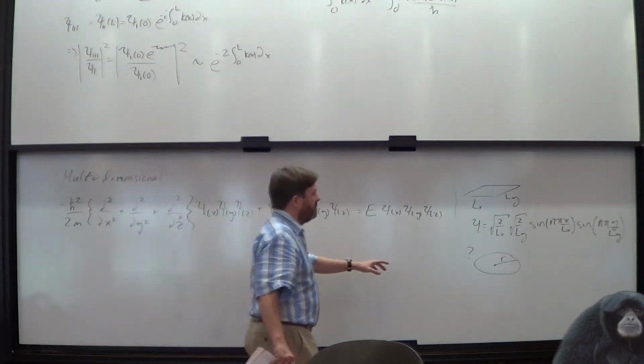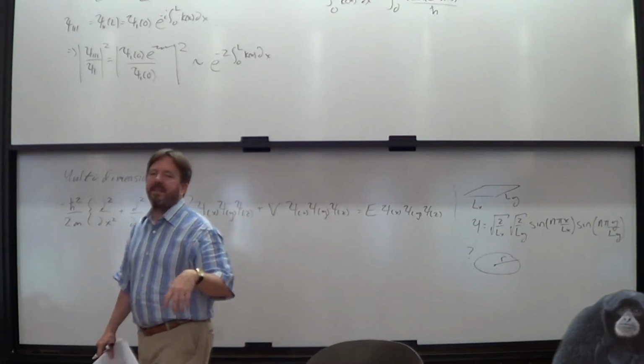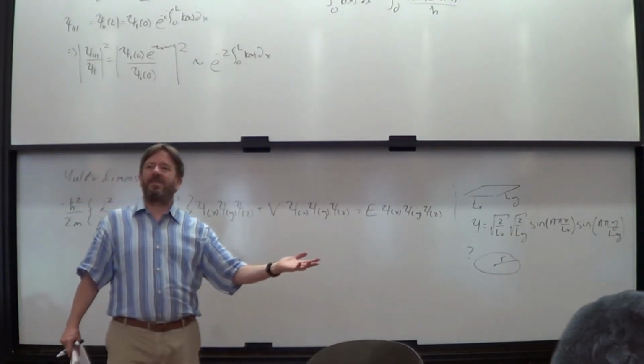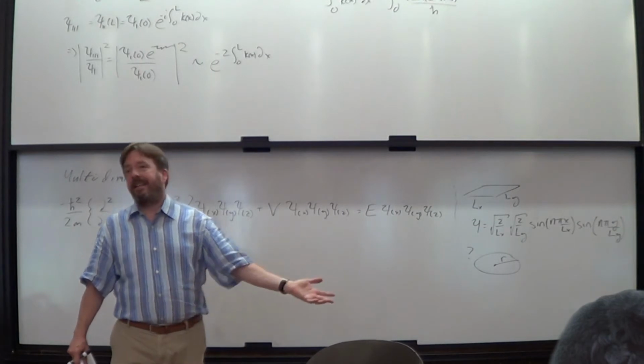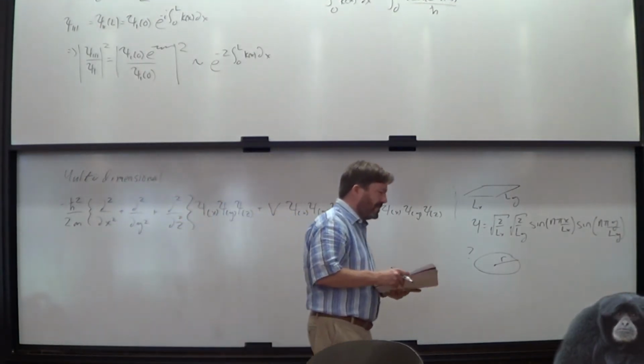Okay, so the particle is in this plane, and there's a circular potential that's infinitely high. They have the same area. The area is LxLy, the same area. Same mass, it's an electron. How different can the solutions be, right? Hideously different. They're horribly different. So we're going to do that problem.